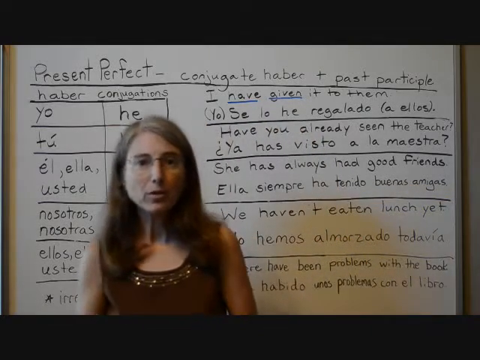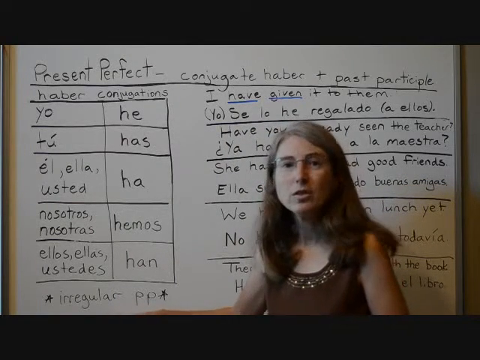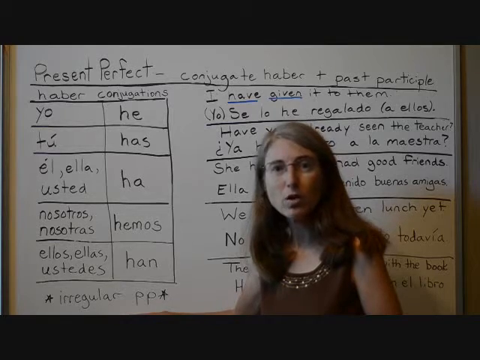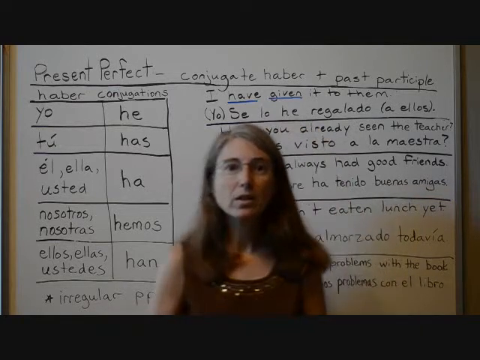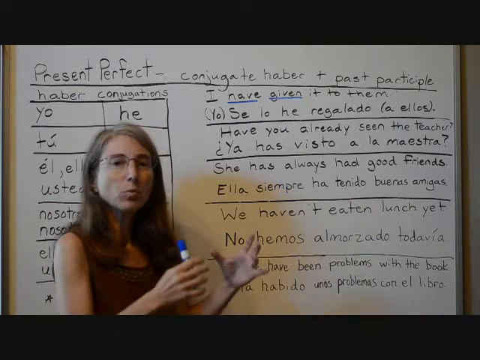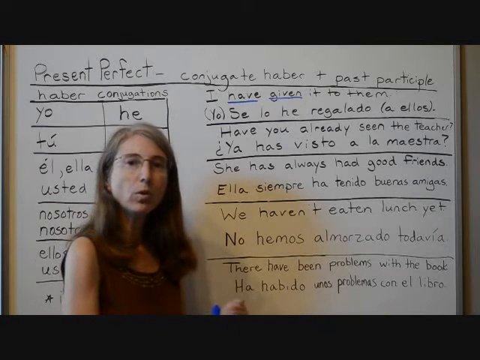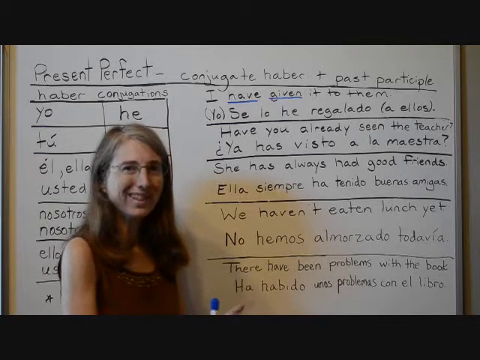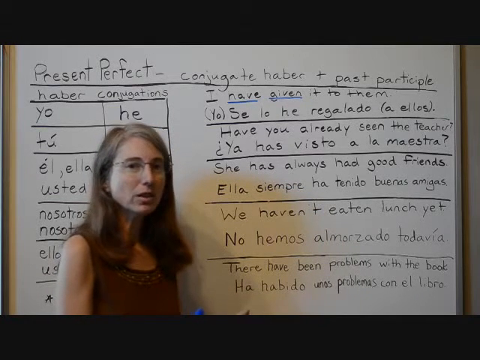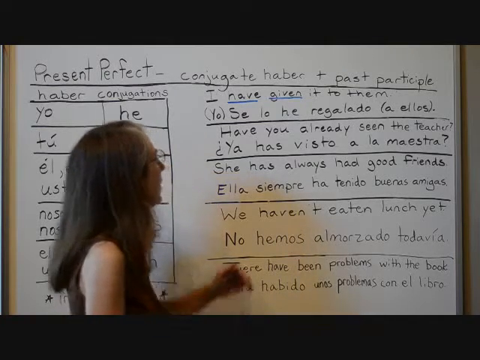And then we need to know the past participle. Now keep in mind that there are irregulars in the past participles, so not all past participles are regular. And the other thing to keep in mind with past participles is when we're forming the present perfect, these past participles always end in O. They're always singular masculine. They don't agree in gender and number with the subject. They just end in O masculine.